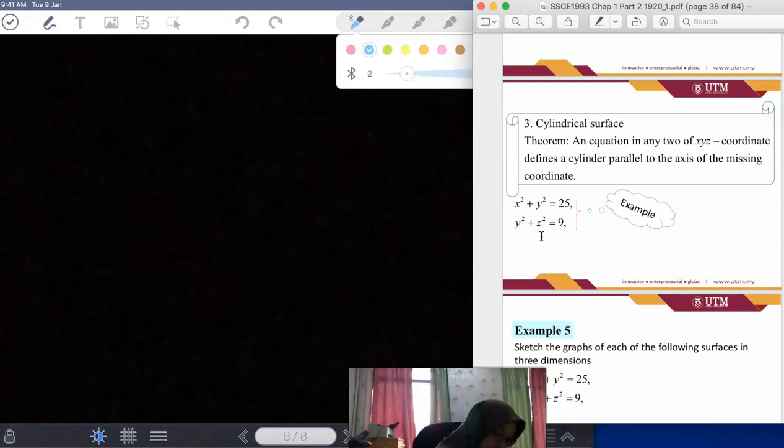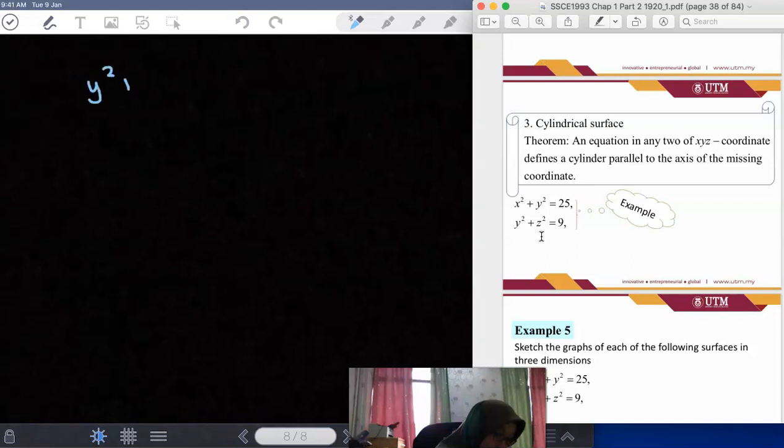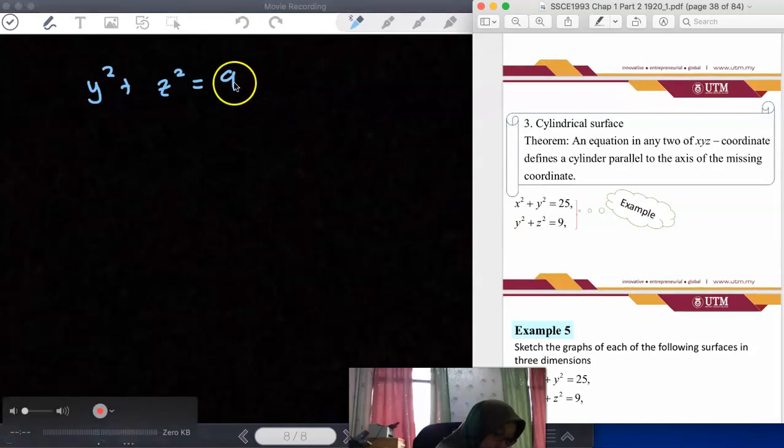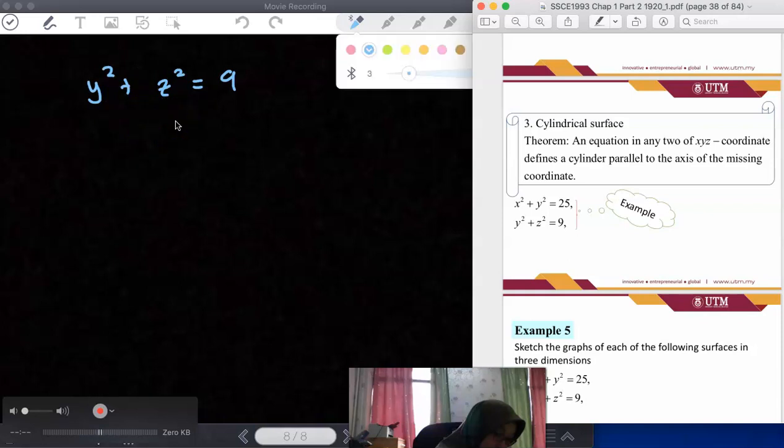Okay, here we have another example where you need to sketch the graph of y square plus z square equal to 9. So let's check. The total variable is 2, so the trace is only 1.